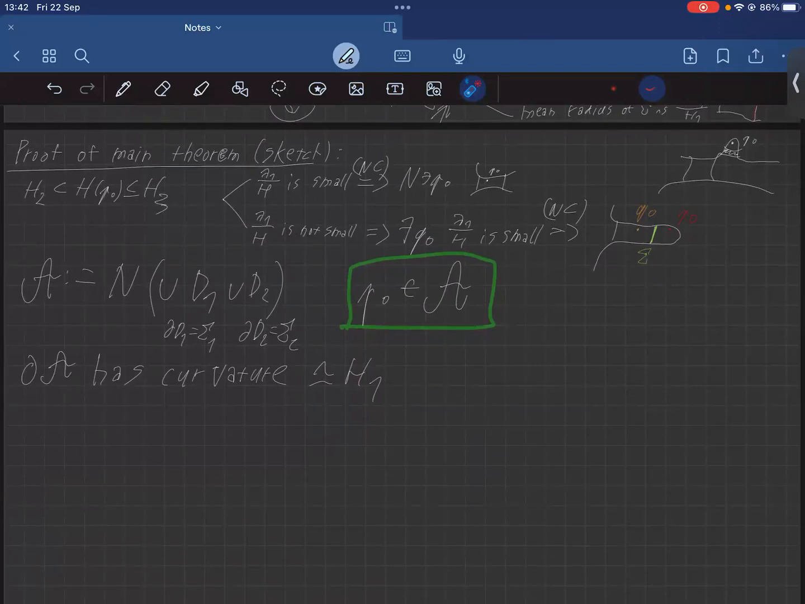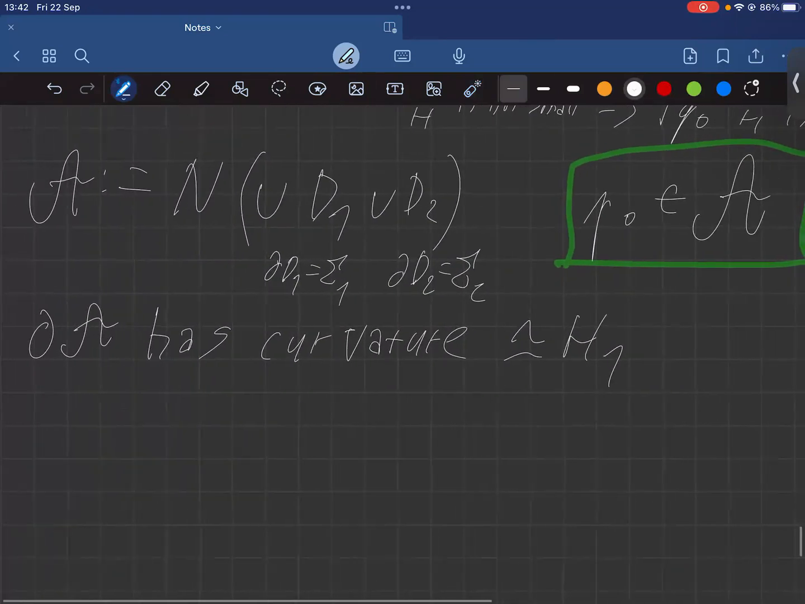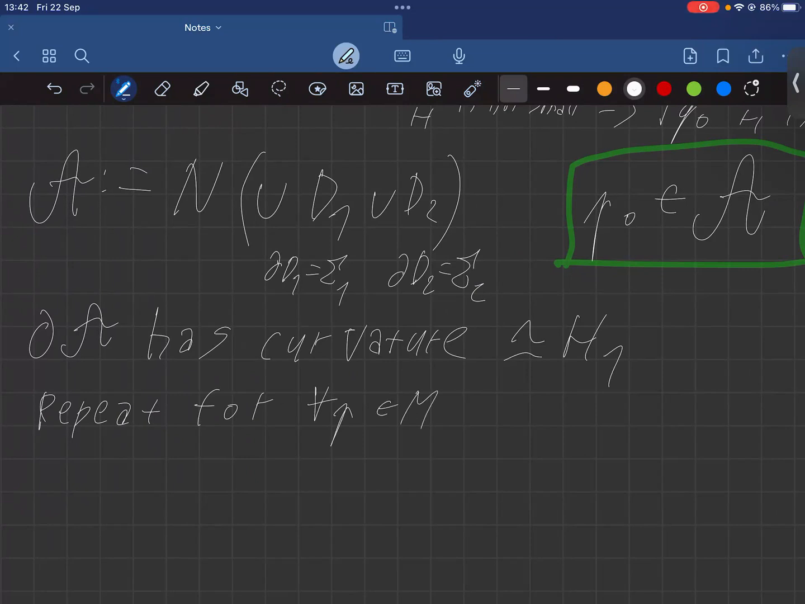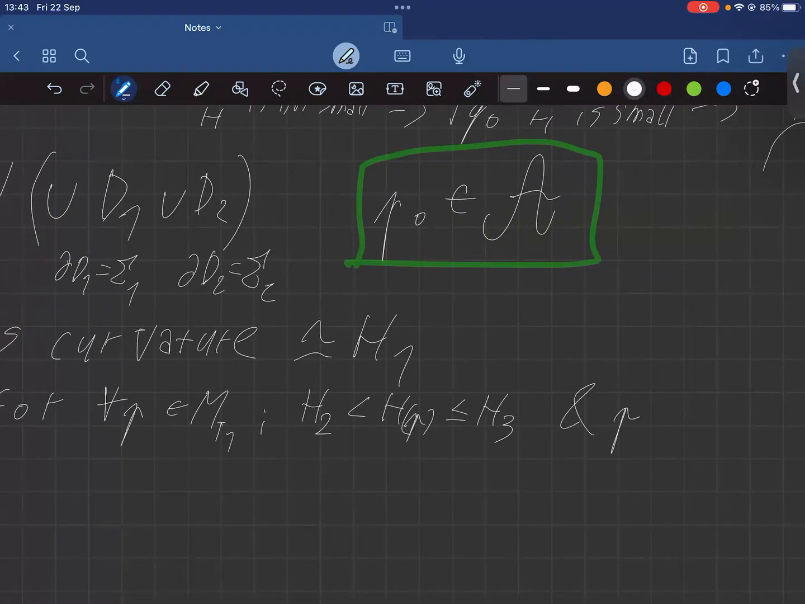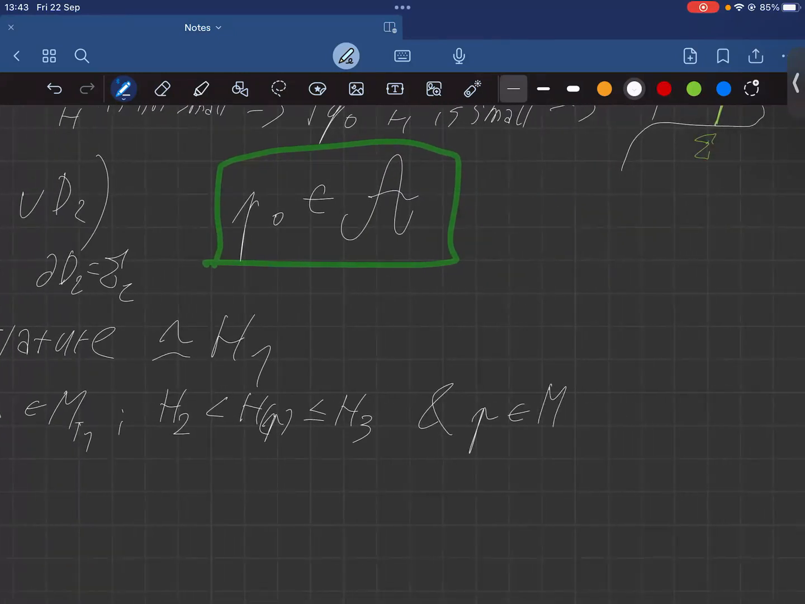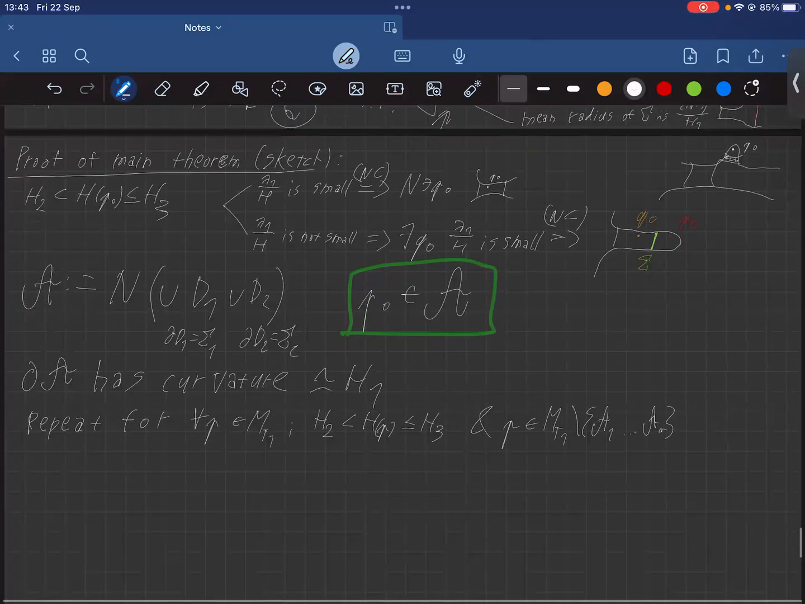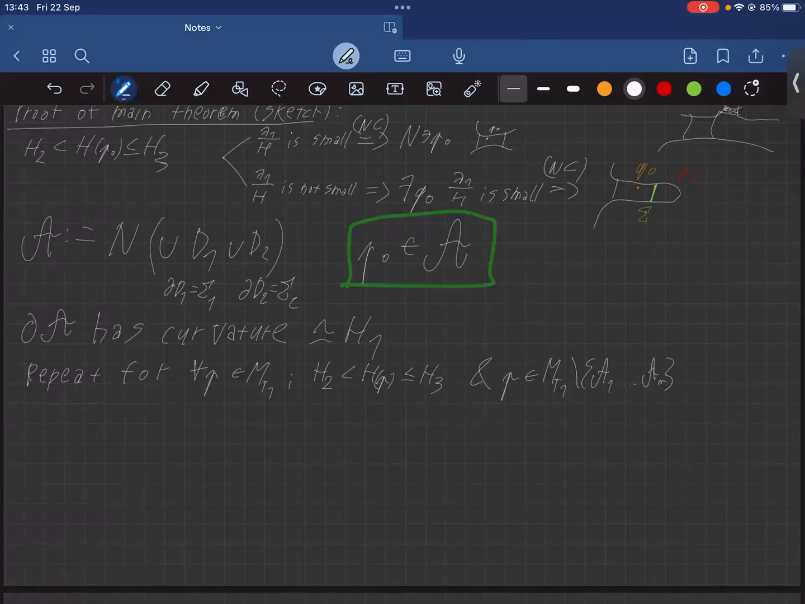Okay. So now basically we repeat for every point on our manifold where, let's say at T1, the curvature at that point is between H2 and H3, and the point P wasn't selected yet. So P belongs to our manifold without A1, etc. And in this way, we trap each of our points with high curvature, with curvatures between H2 and H3, inside some region A. Okay, maybe I'm gonna denote this region A0, because it contains the point P0.